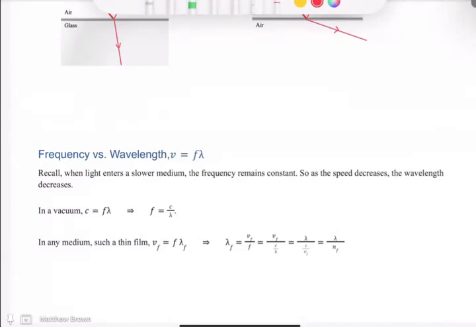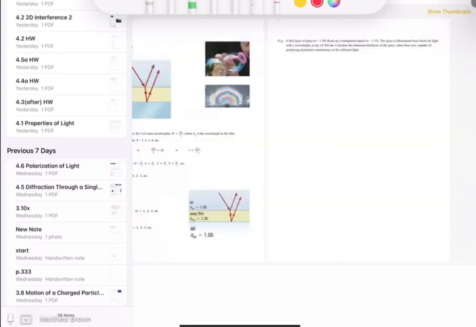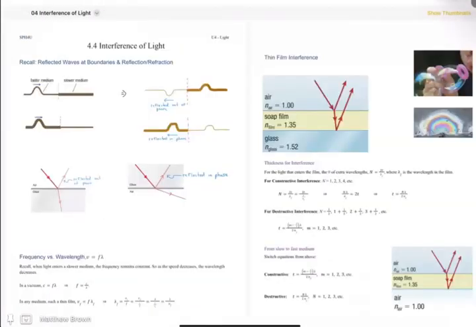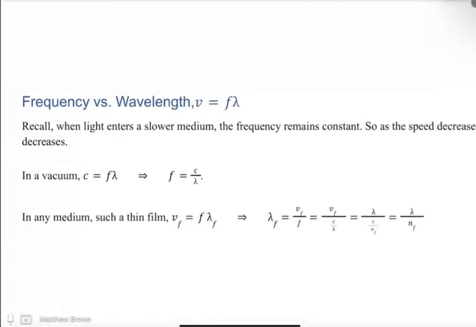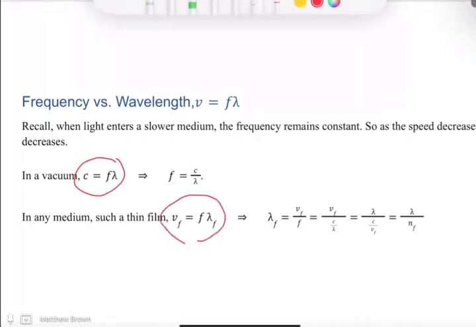So if we look in a vacuum, we can say that c just equals f lambda. That's just the equation v equals f lambda, and we can rearrange that for the frequency, which is the thing that's going to remain constant. So that means in any medium, we can express the speed in the medium as f, which is going to remain constant, times whatever the wavelength is going to have to be in that medium. So if it slows down, lambda is going to have to decrease.